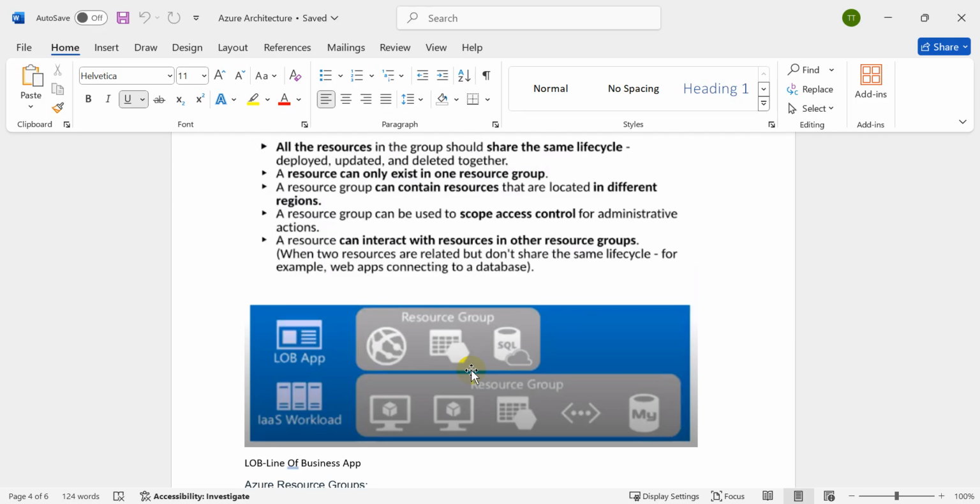You can also use them to coordinate changes to related resources, such as deploying and updating the resource group. So mostly it is from a management point of view. So easily you can manage.